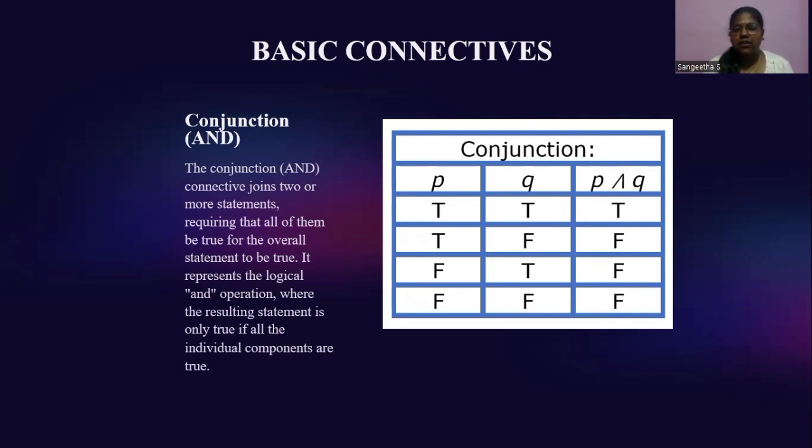The conjunction connective joins two or more statements requiring that all of them be true for the overall statement to be true. It represents the logical AND operation where the resulting statement is only true if all the individual components are true. The truth table for conjunction. Let us consider P and Q. If both P and Q are true, then P and Q is true. If any one value is false, then the conjunction value will be false.